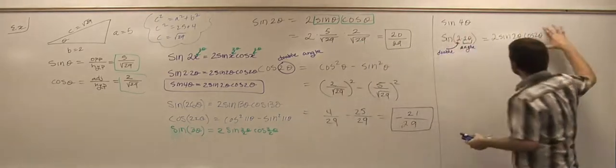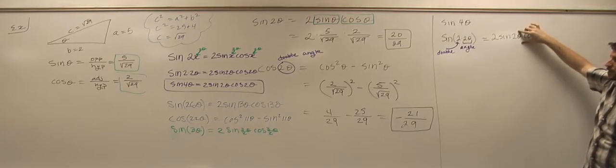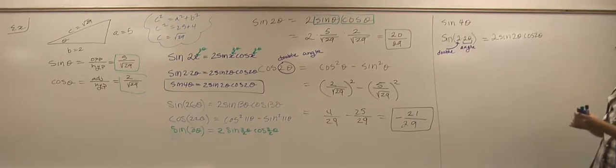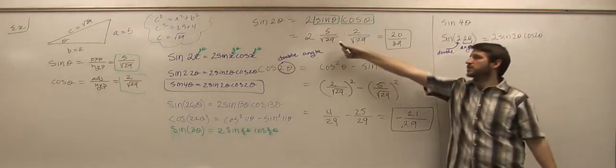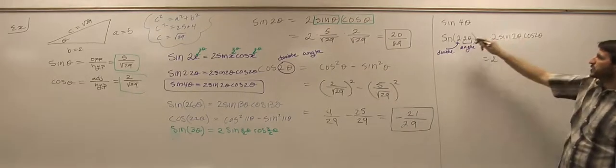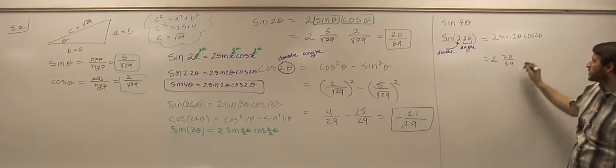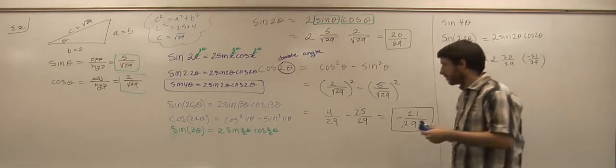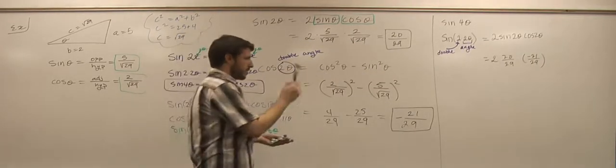The only reason this is useful to me is because I now know I have this information. I know what sine of 2 theta is for this problem, and I know what cos of 2 theta is, because I calculated it. So sine of 4 theta would equal 2 times sine of 2 theta, which is 20 over 29, times cosine of 2 theta, which is negative 21. Whatever that means.